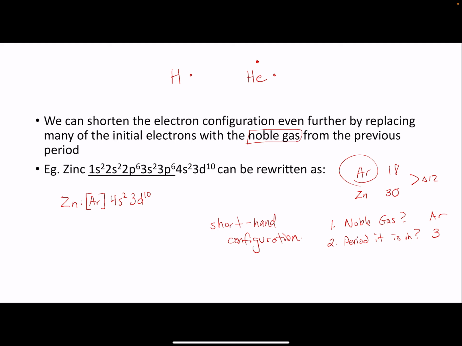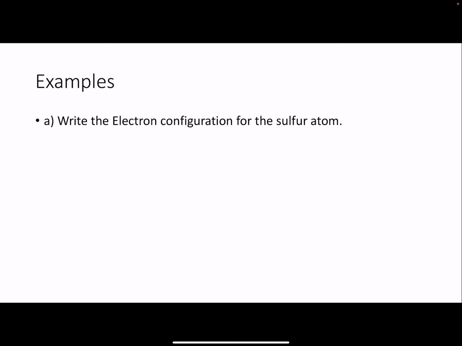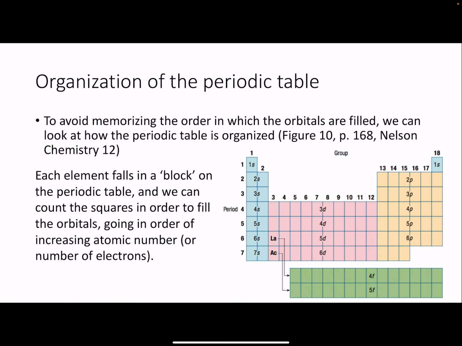It's broken into what are called blocks. Okay. And what the blocks tell us is where the last electron is in that element. So if I scroll forward here, I'm going to have a periodic table. All right. Argon is right here on the periodic table. So that's called the P block, all right? And it's broken up by color.